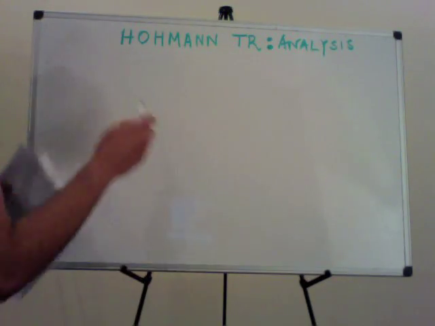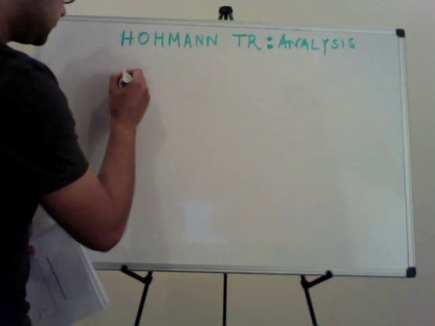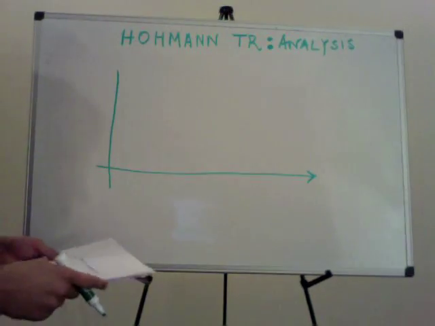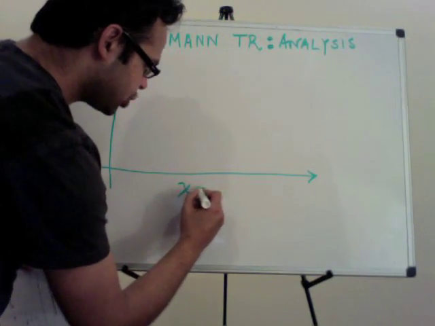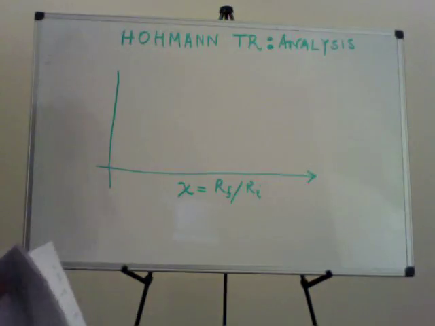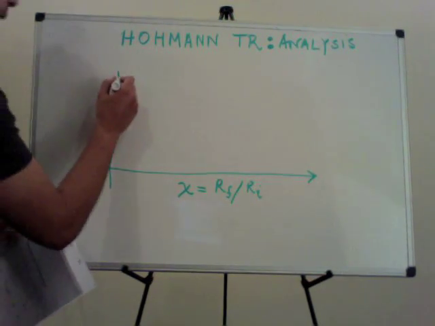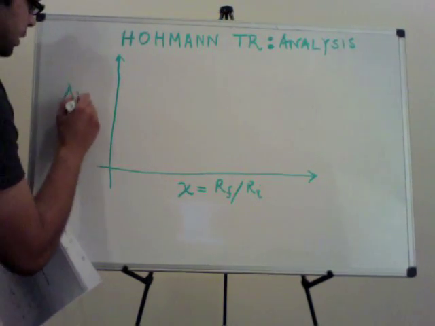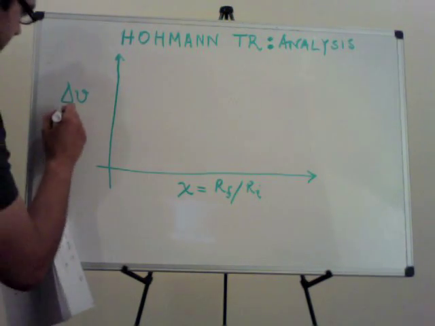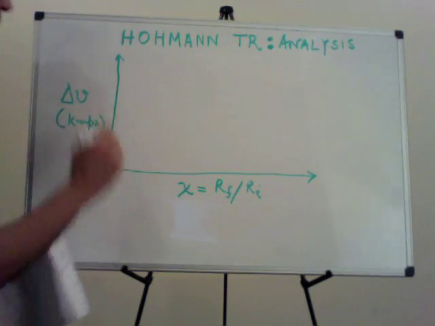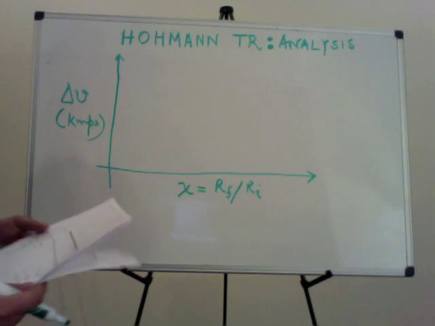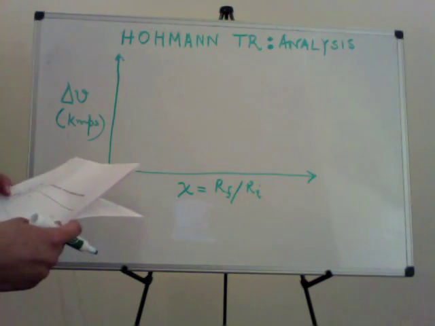So figure 2 in the notes looks something like this. On the x-axis, I have the ratio chi, which is the ratio of the radius of the final orbit to the radius of the initial orbit, and on the y-axis I have the delta V that is needed. The unit here is kilometers per second. We will plot delta V1, delta V2, and the total delta V, all three separately. Let us look at delta V1 first.